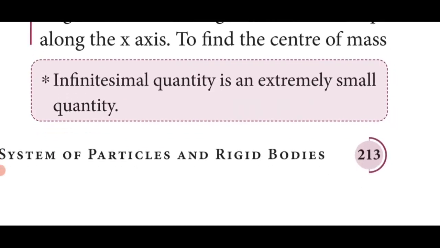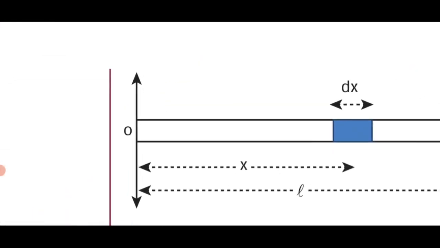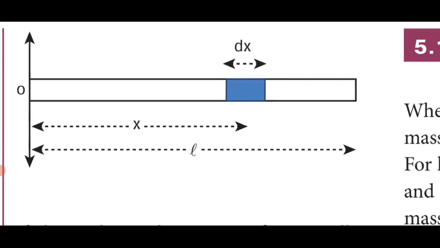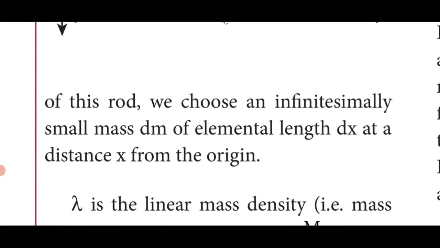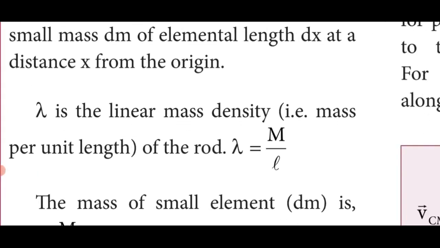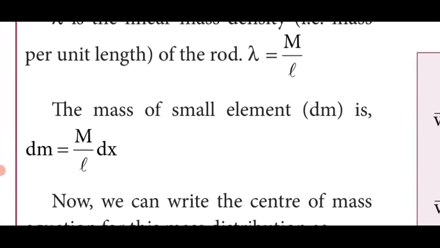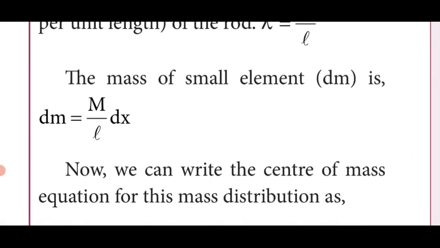An infinitesimal quantity is an extremely small quantity, so we are going to see the diagram. It is given here. dx is a small quantity, and x starts from O, the value is x and the length is L. So on this rod we choose a small mass dm of length dx at a distance x from the origin. Lambda is the linear mass density, that is, mass per unit length of the rod, so lambda is equal to M by L. And the mass of the small element is dm equal to M by L dx.